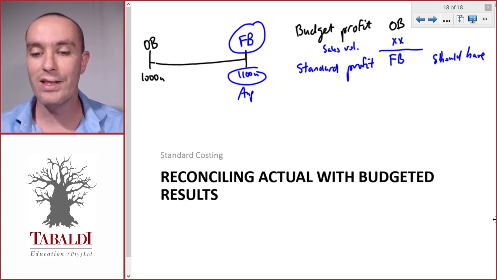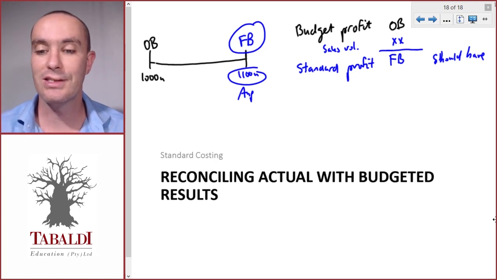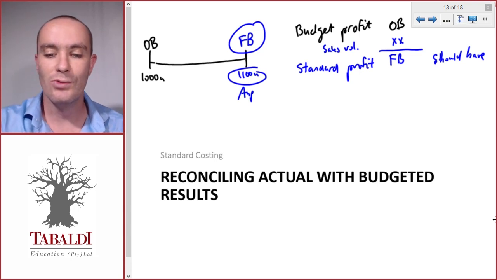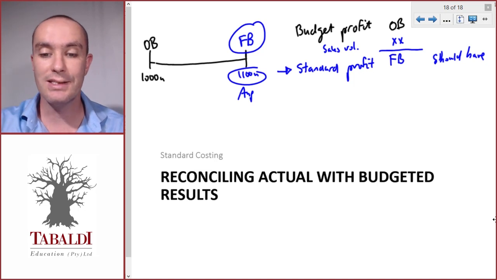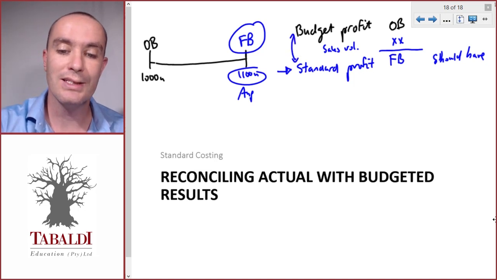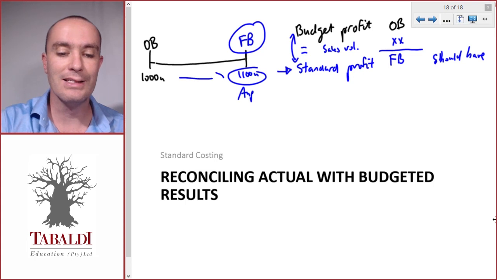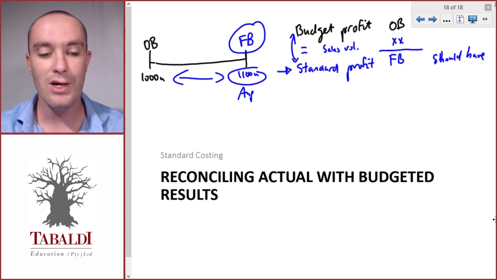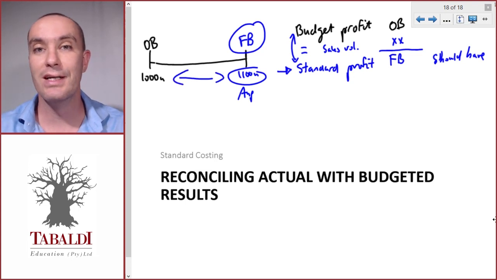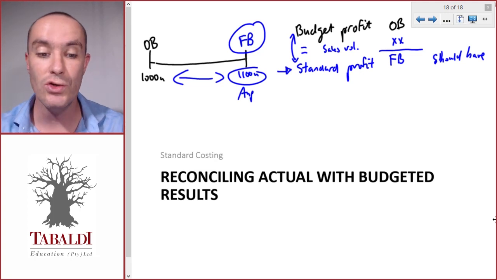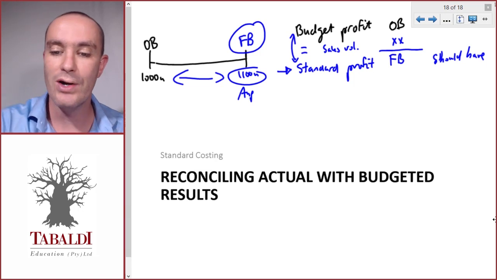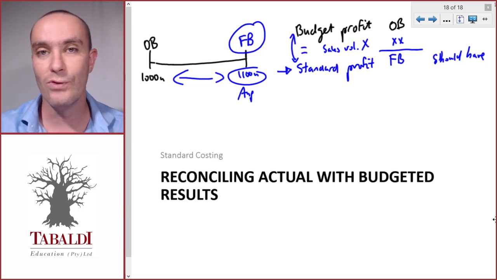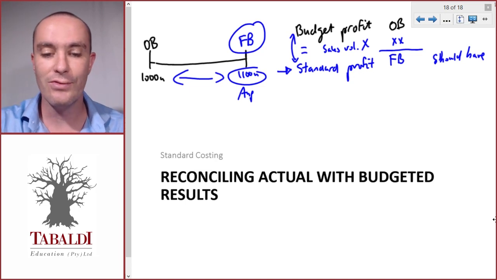So at this level, when they ask you to reconcile budgeted profit to actual profit, you would start with the standard profit because your budgeted and standard profit would be the same. These two would be the same because at this level, they will probably not give you a difference between budgeted and actual units. So the units that they budgeted for would be the units that they sold. So we won't have a sales volume variance for now. Next year or in the future, at a higher level, they'll introduce that difference.